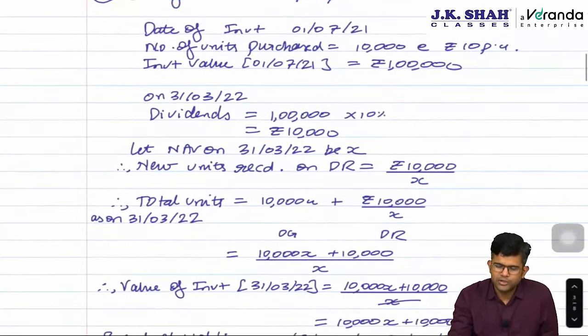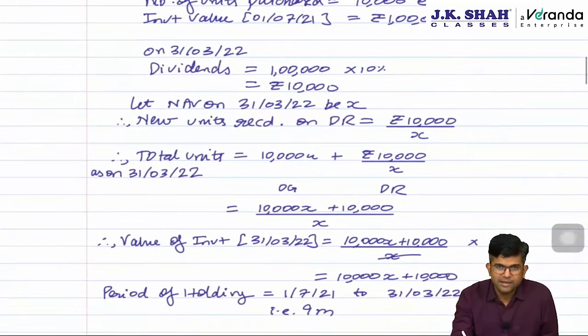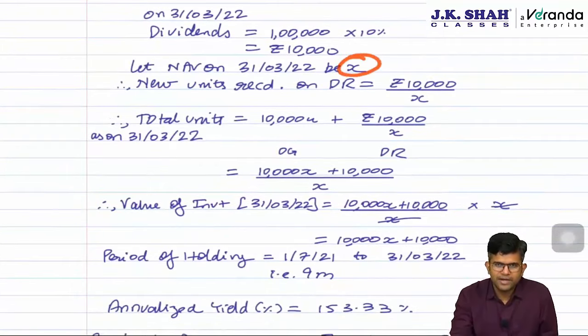So let's go to the solution quickly. Date of investment 1/7/21. Number of units purchased 10,000 at the rate 10. Investment value 1 lakh, that is 10,000 into 10. Now comes 9 months later, 31/3/22, on which date you have to calculate the NAV. The dividend given to you or supposedly given to you was rupees 10,000. Let the NAV on that date be X.